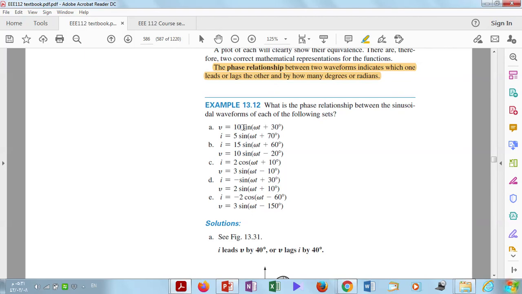Some are very clear, sine with sine, assume this voltage and this current. Some are also sine with sine, some cosine with sine. If it is cosine, we need to convert it by mathematical properties to sine, and then we see the relation. The question was, what is the phase relationship between the sinusoidal waveforms of each of the following sets? This means how many degrees between voltage and current. Okay, let us draw one by one.